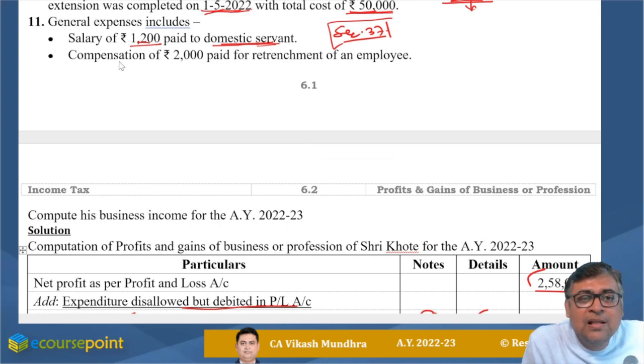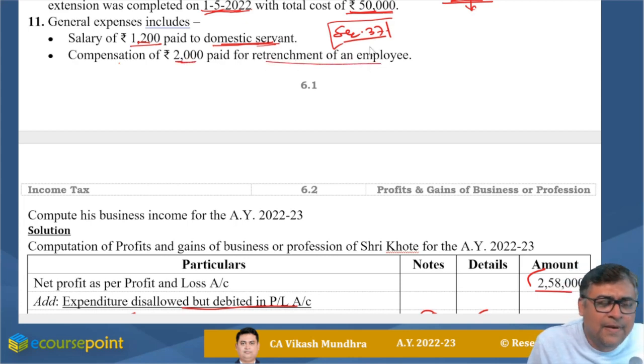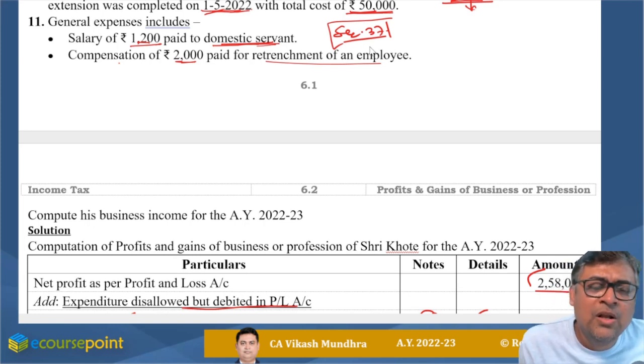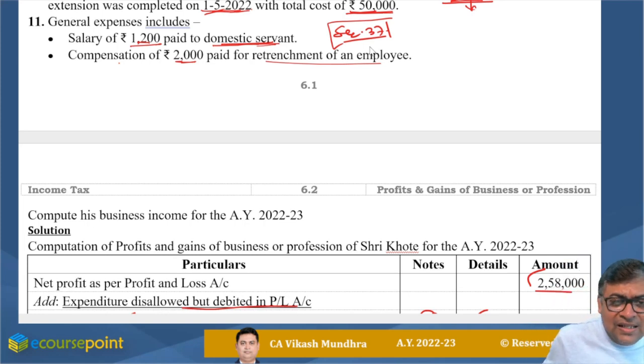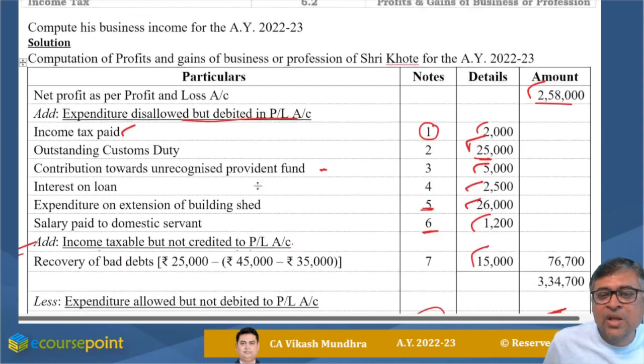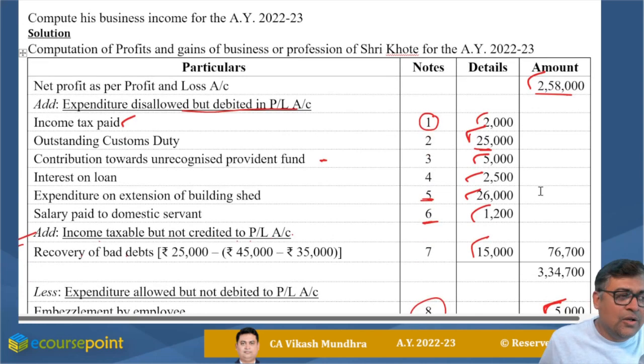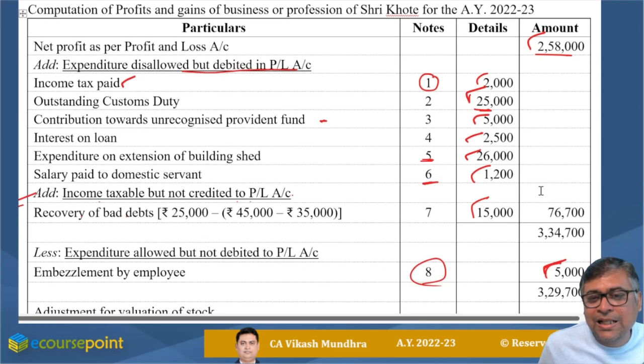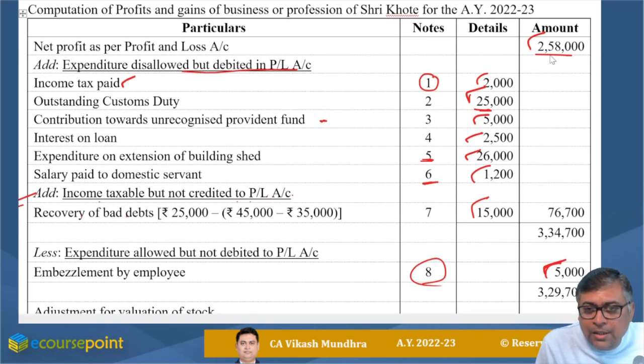And another one is compensation of rupees 2,000 paid for retrenchment of an employee. Okay, fine. If your employer is retrenching someone, whatever expenditure you are incurring is related to your business, hence nothing to be done regarding this. So altogether, whatever addition or minus I am required to do, I have already done in the sheet. Now I'm calculating. All these are required and need to be added. So my total addition would be 76,700.